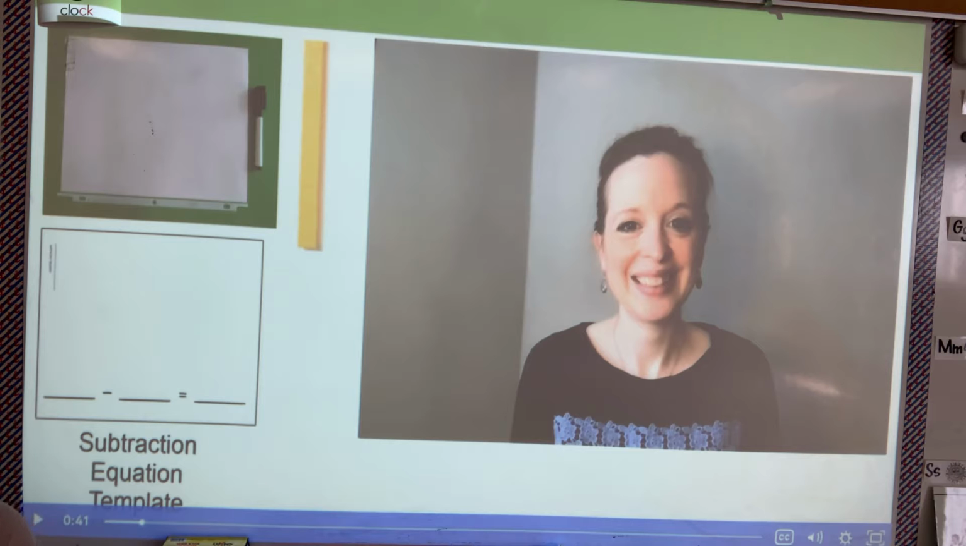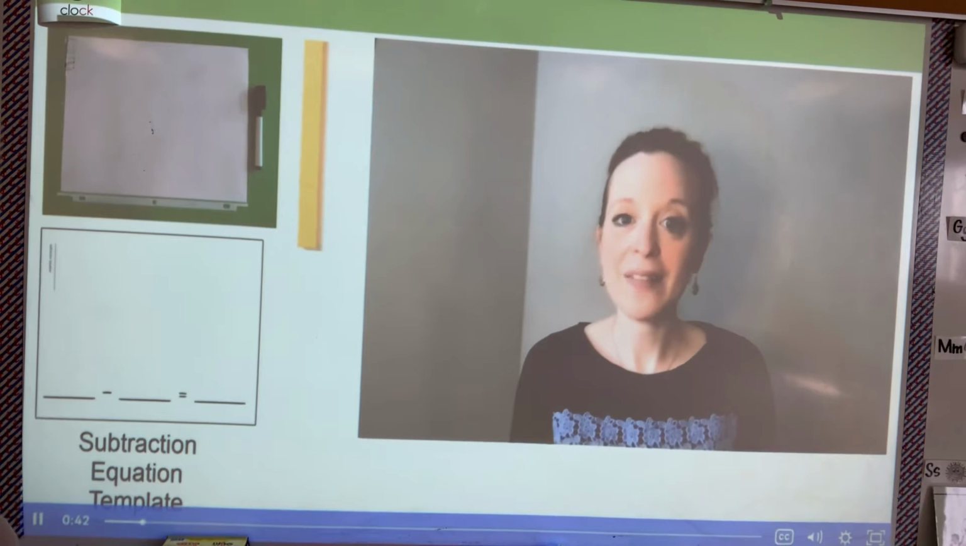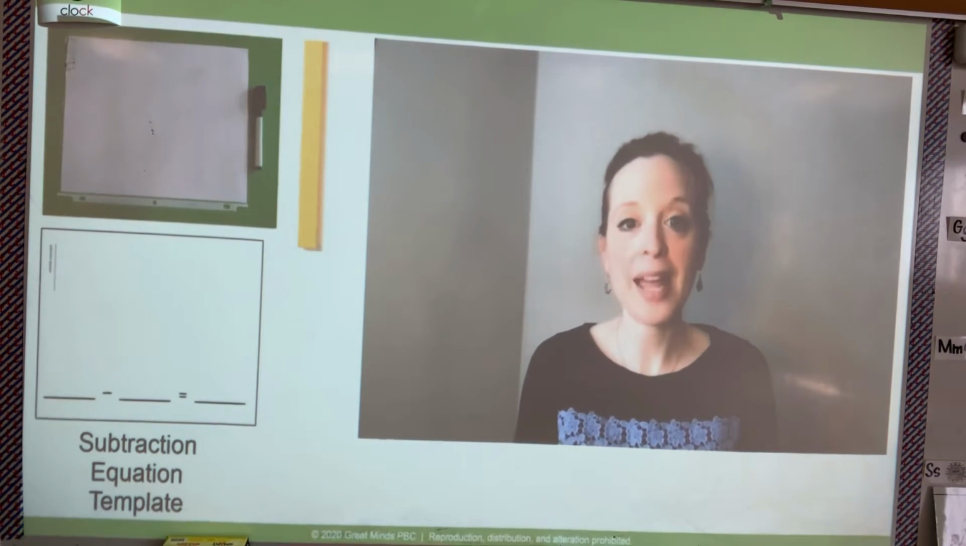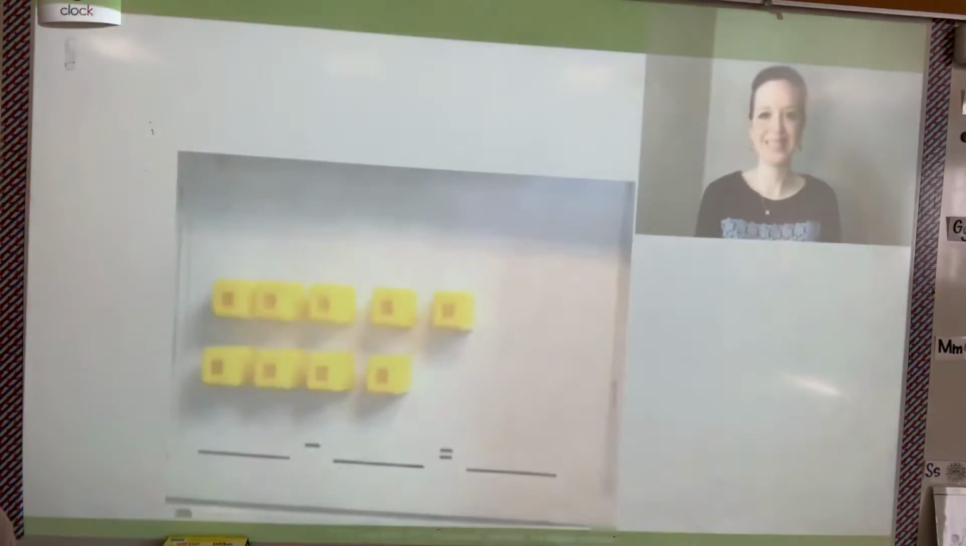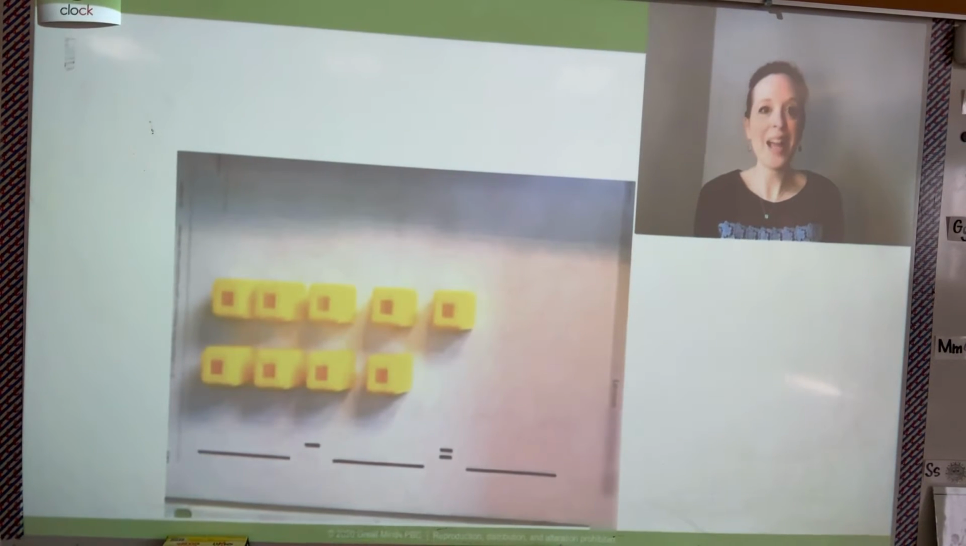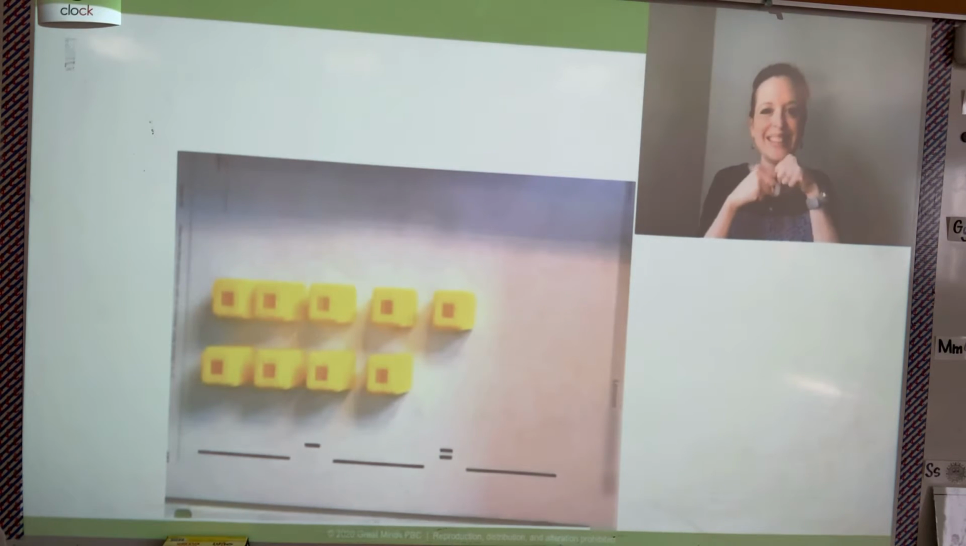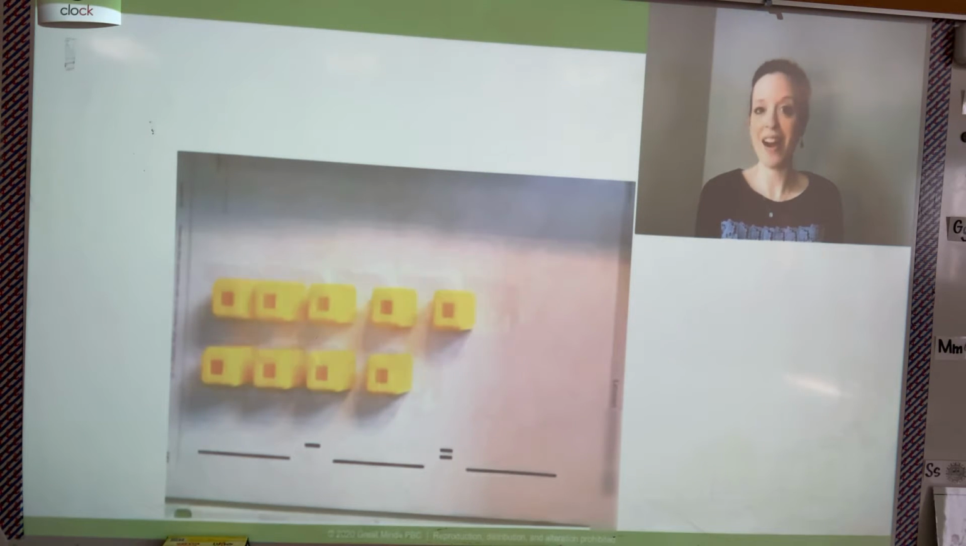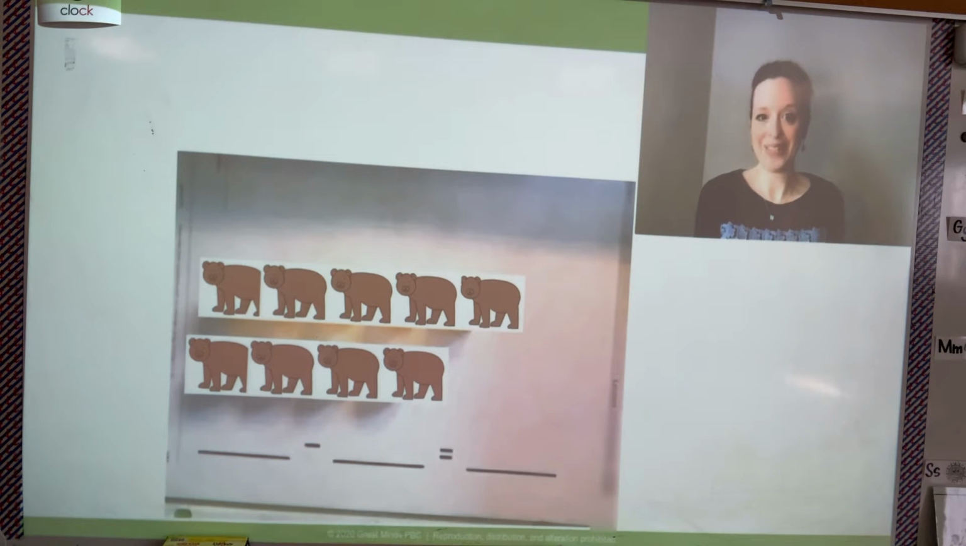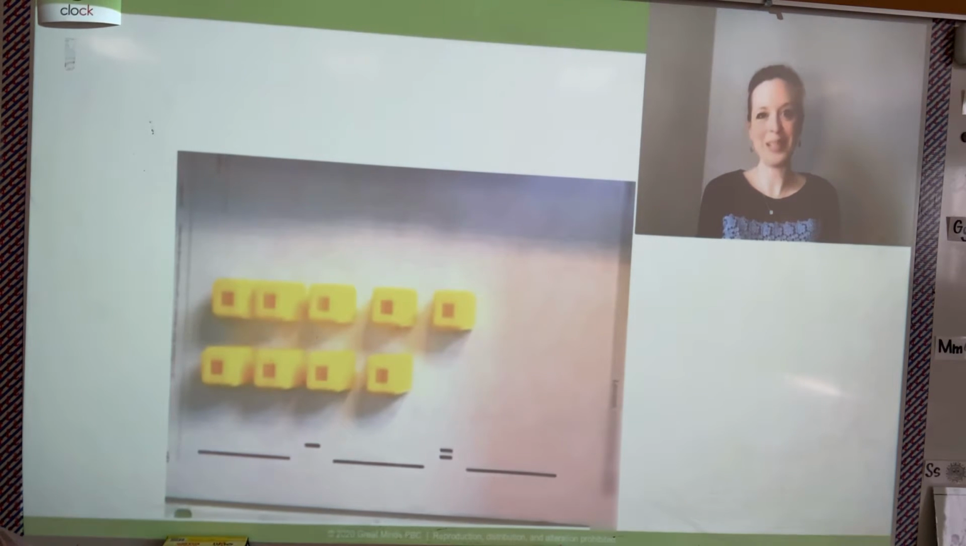All right, friends, I'm gonna go ahead and push play. Pause the video to find your materials and press play once you found them. Friends, let's put on our imagination hats. With our imagination hats on, we know that these aren't just cubes. These are bears. Pause the video to place 9 bears or cubes in 5 group rows like this.